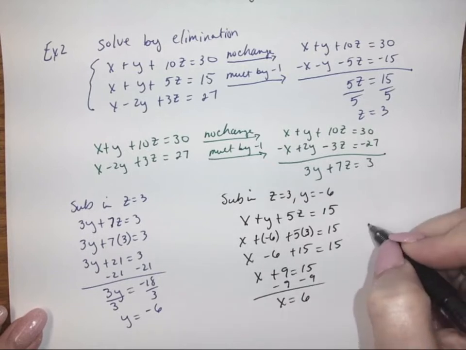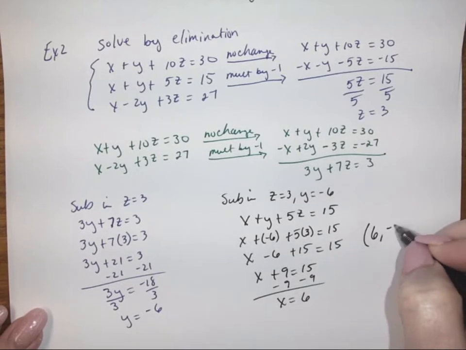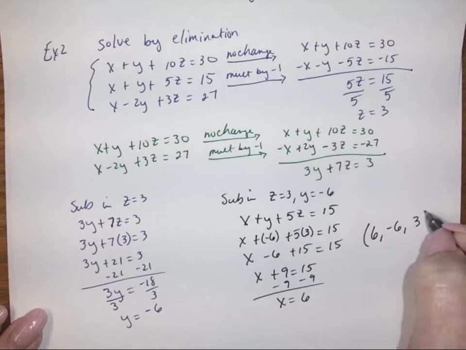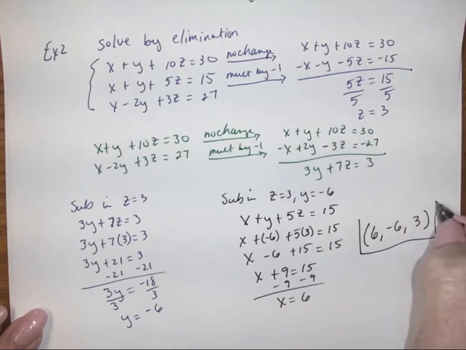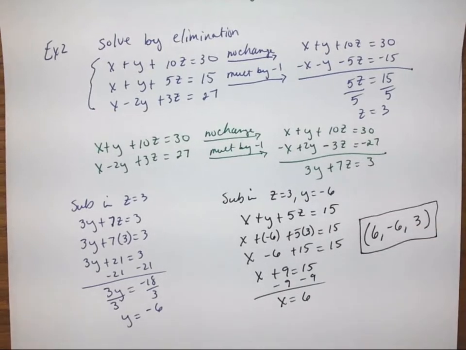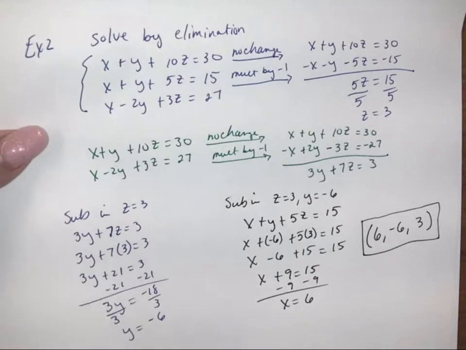So our answer will be x, then y, and then z. It is an ordered triple, and the order does matter. So make sure you pay attention to which one is your x, your y, and your z. All right, let's go look at another example.